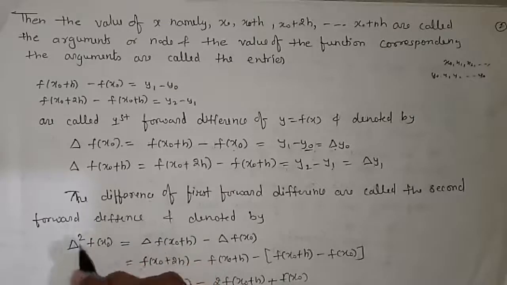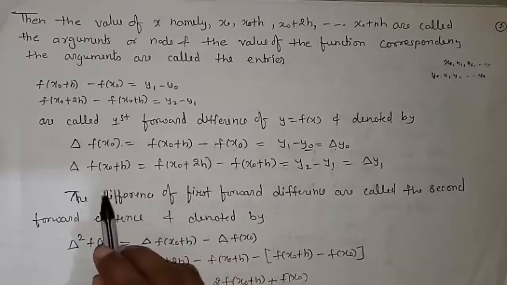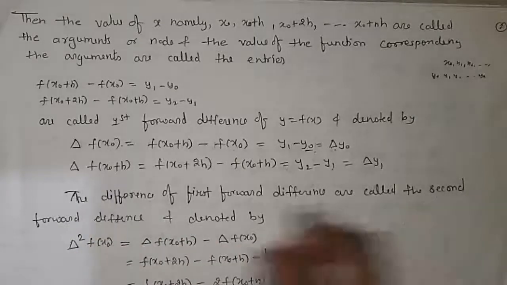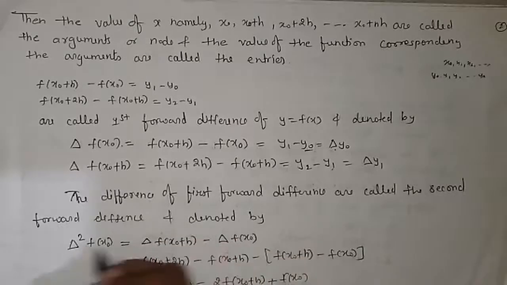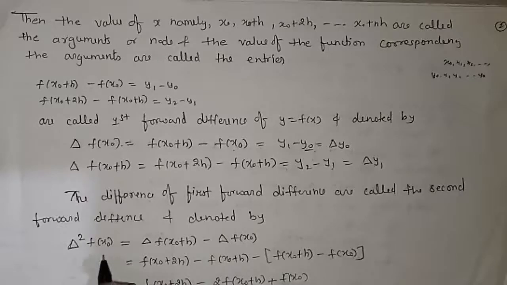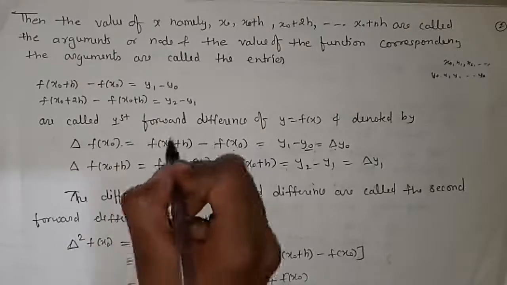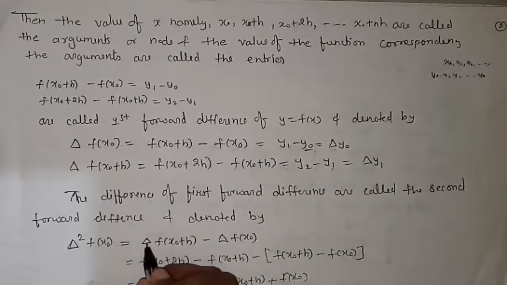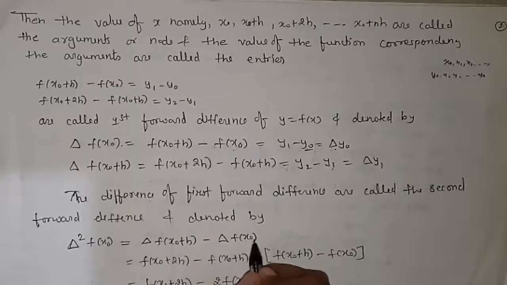Now if we want to find again the difference of the first forward difference, then it is called the second forward difference and denoted by delta square. So I have to find the second forward difference of f of x naught, so delta square f of x naught. As I know what delta f of x naught is, I am operating delta again on this formula. So this becomes delta f of x naught plus h minus delta f of x naught.